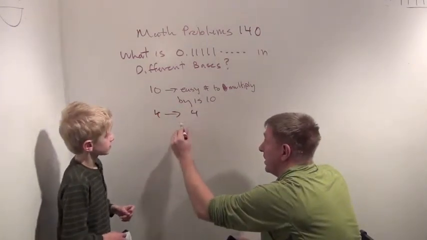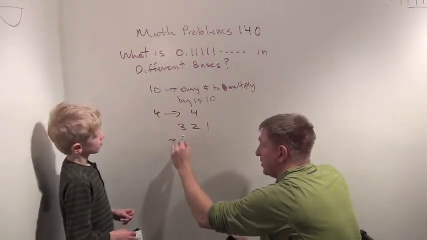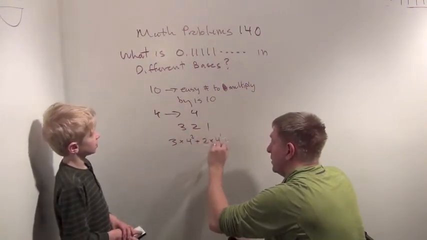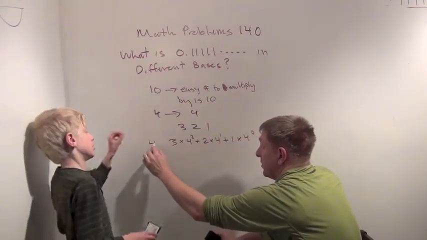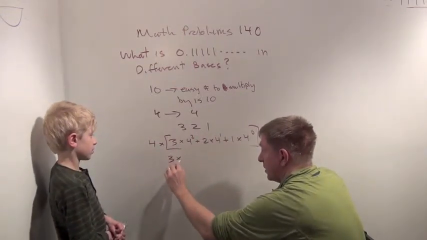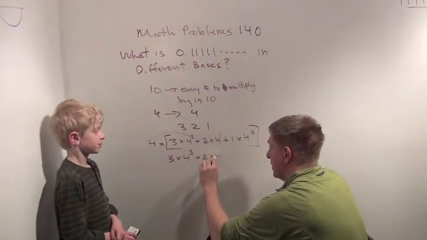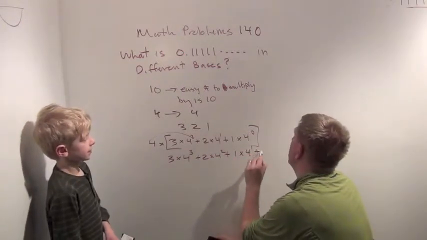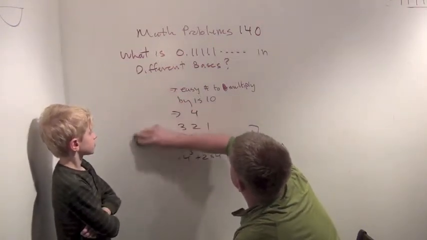4. Because if we have a number like 321 base 4, this is 3 times 4 squared, plus 2 times 4 to the 1, plus 1 times 4 to the 0. And it just shifts the numbers over when I multiply by 4. 4 times this is 3 times 4 cubed, 2 times 4 squared, and 1 times 4 to the first power, and then no 4 to the zero.